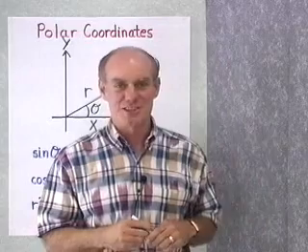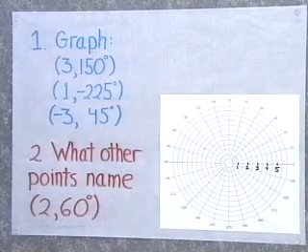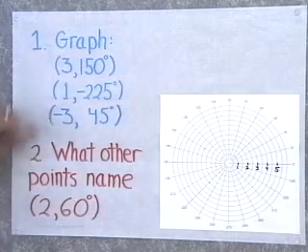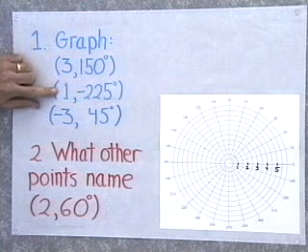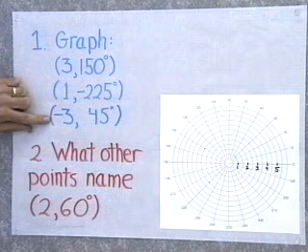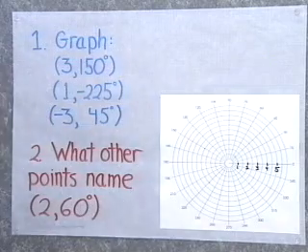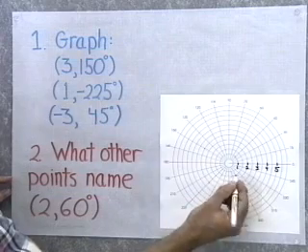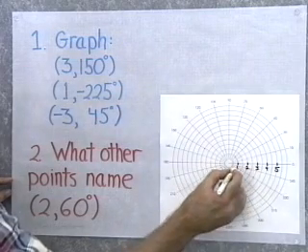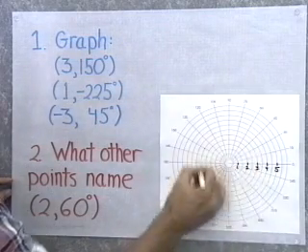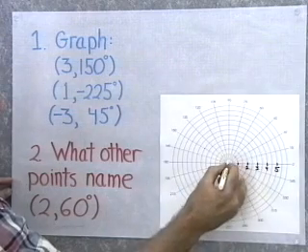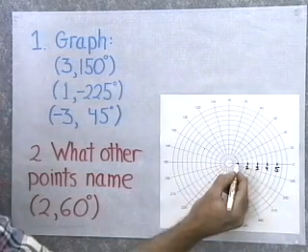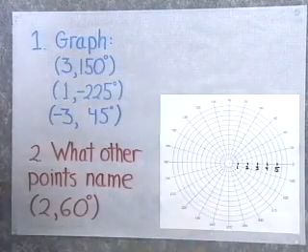So let's look at our first example. We want to graph these points that are in polar coordinates: 3 and 150 degrees, 1 and negative 225 degrees, and negative 3 and 45 degrees. Now I've drawn a coordinate system over here, which is a polar coordinate system. These circles are at 1 unit, 2 units, 3 units, 4 units from the origin. So each 2 lines right here is 1 unit, the way I've drawn this.